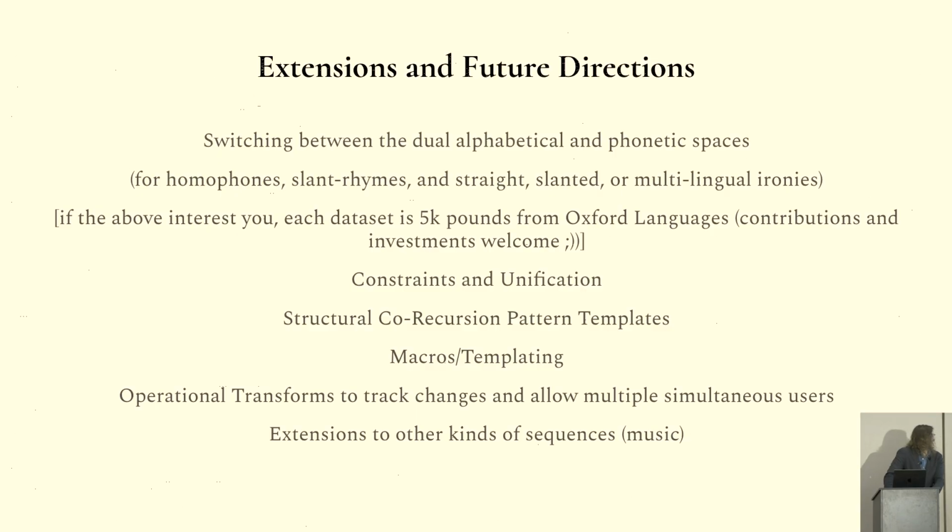And so if the above happens to interest you and you happen to know anybody who's interested, in order to finish implementing that, I need a couple of data sets from Oxford Languages. It's about £5,000 for each, so contributions and investments are welcome. Next up on the extensions and future directions, I'd love to be able to add in constraints and unification variables so that, for example, you can say, I want to write a sonnet, and the sonnet has this many syllables per line, and it has this rhyming structure, and we can actually check that and validate for you.